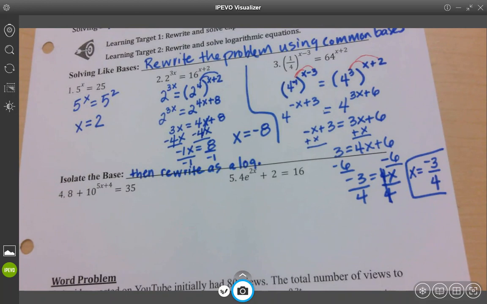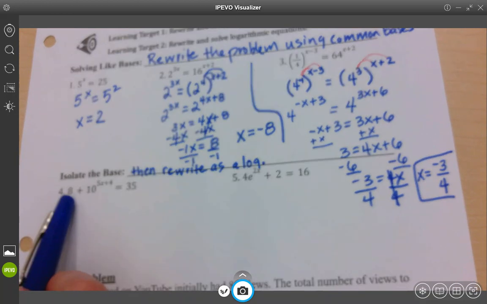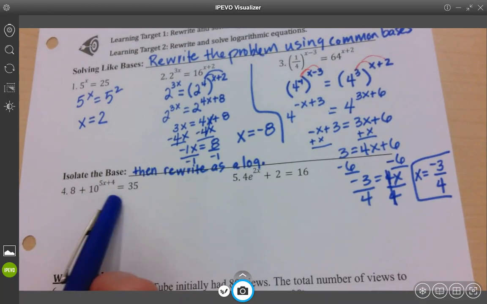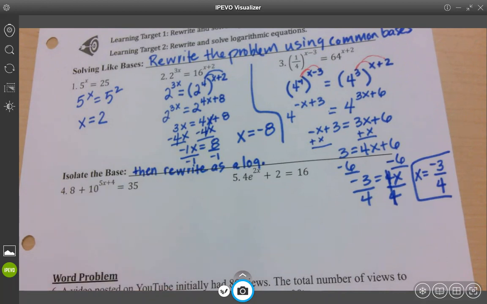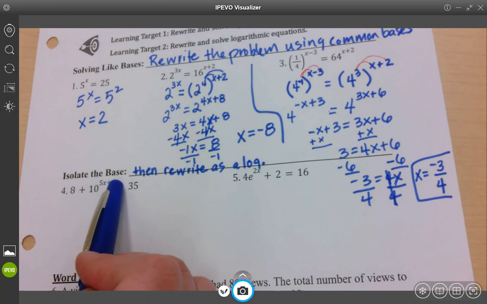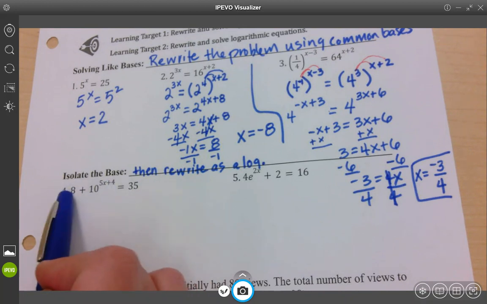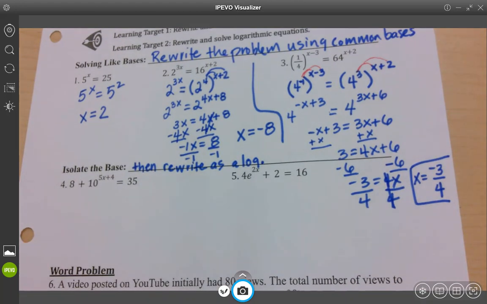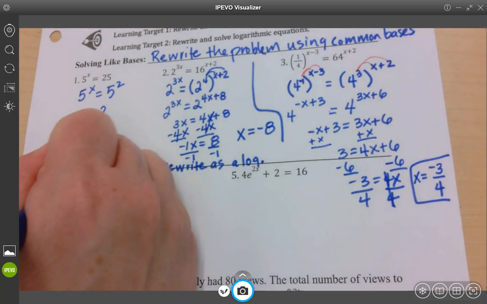All right, so isolate the base. What number is the base of an exponential here? Is it 8, 10, or 35? 10, yeah. So we've got to get this 10 to the 5x plus 4 by itself. So I got to get rid of the 8. What do I do to get rid of the 8? Subtract, very good. So let's subtract the 8.